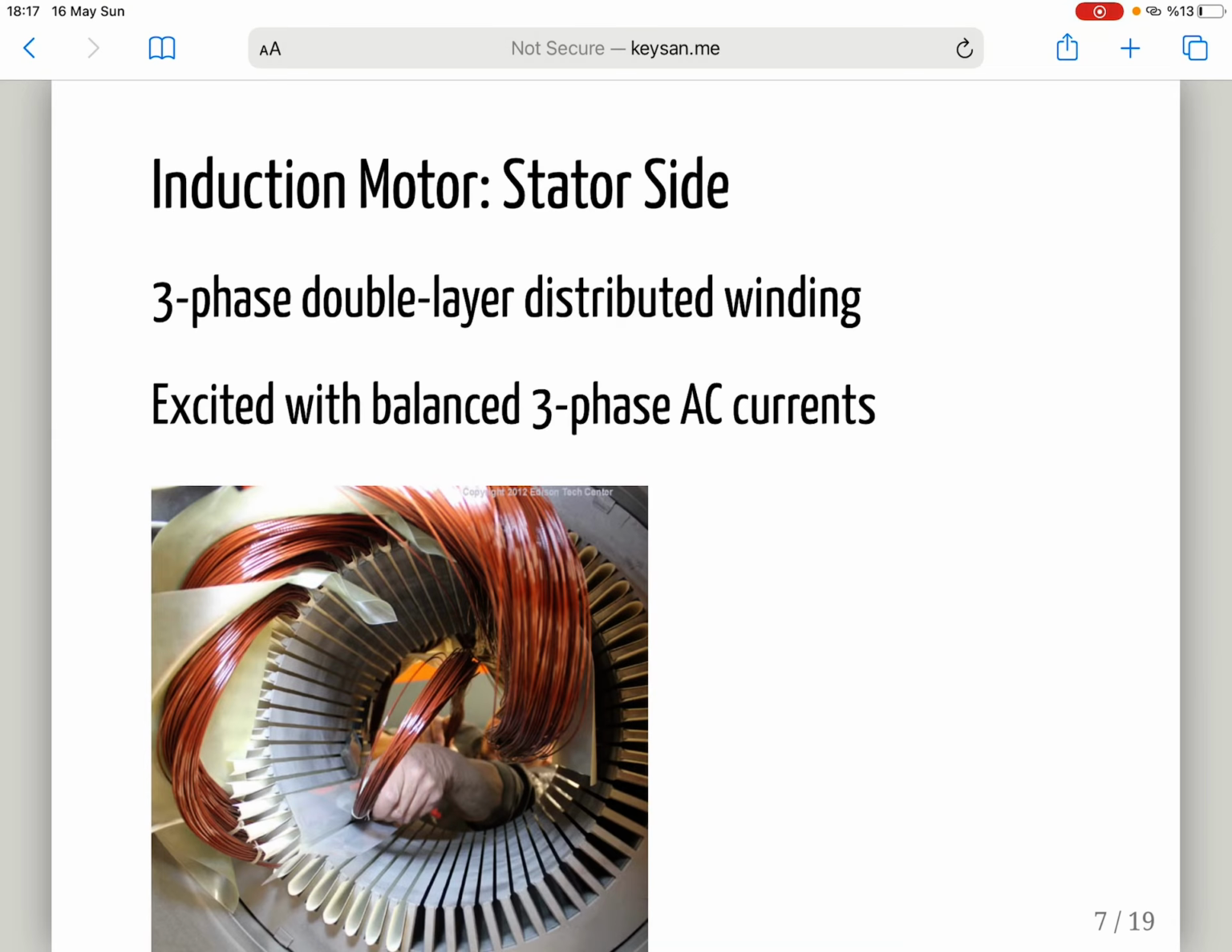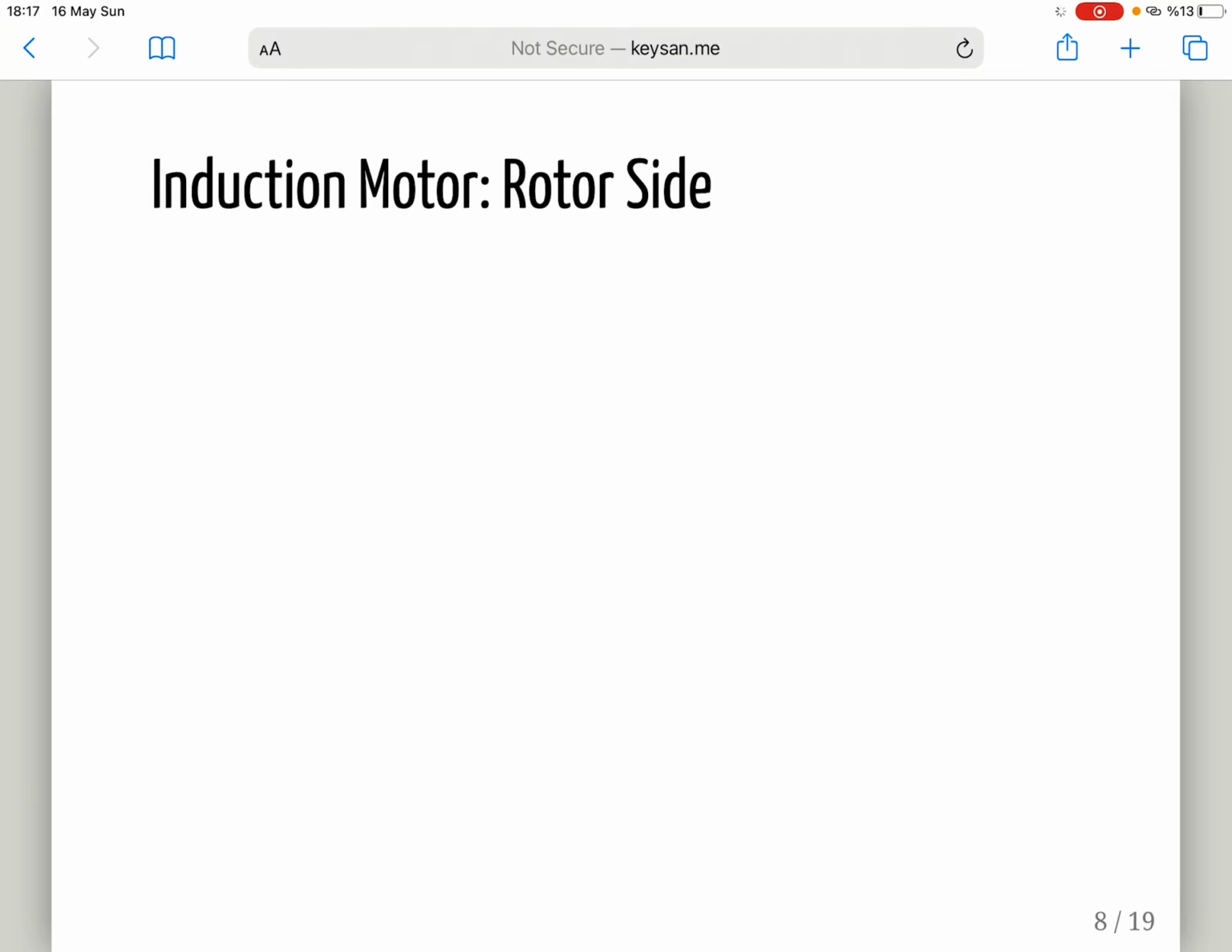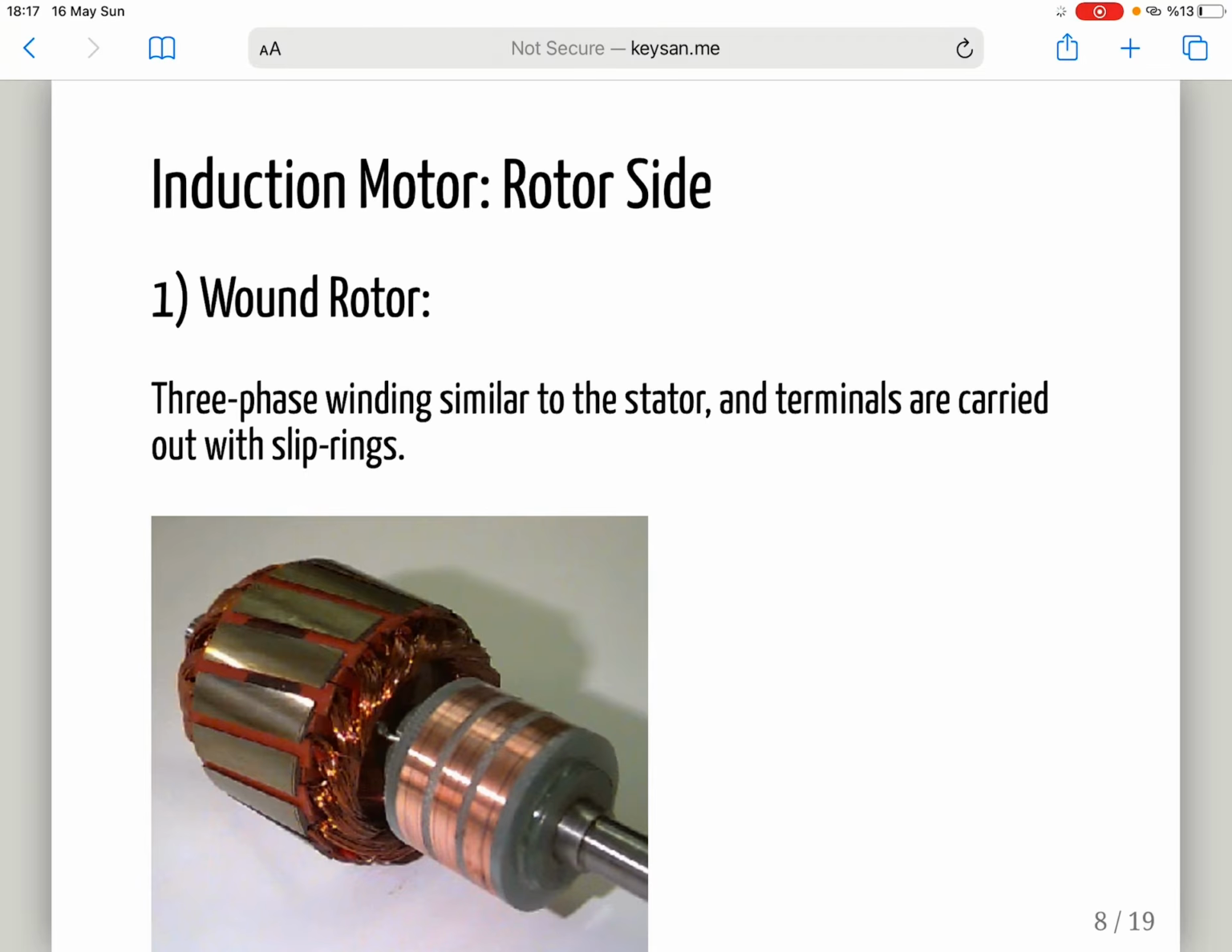On the stator side, we have the three-phase, and we can have double layer or single layer distributed winding. Again, we haven't covered those topics in detail yet, but what you should know at this stage is that induction motors are excited with balanced three-phase AC currents, similar to synchronous machines. But on the rotor side, we have two different types of induction motors. The first one is the wound rotor. It has a three-phase winding similar to the stator, but terminals are carried out with slip rings, different from the synchronous machines.